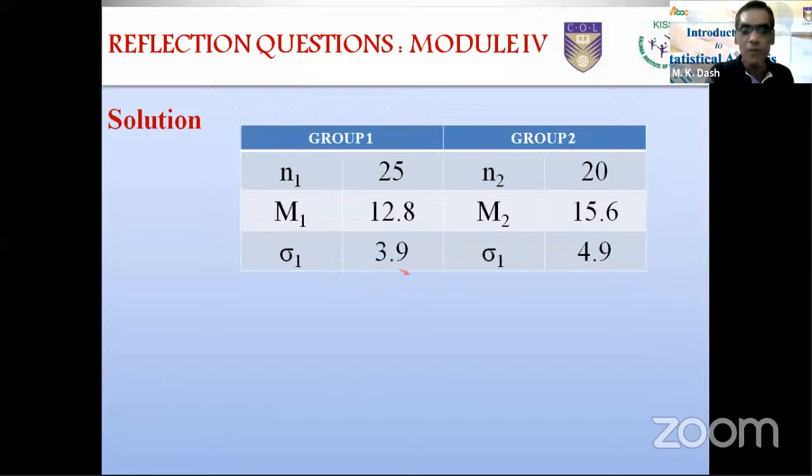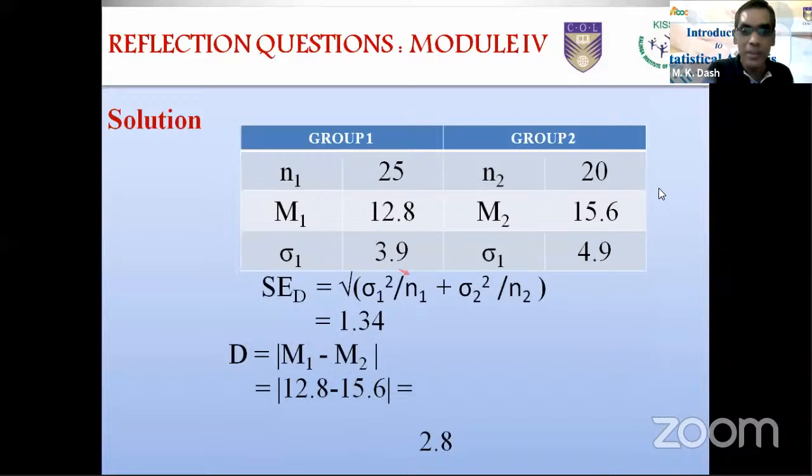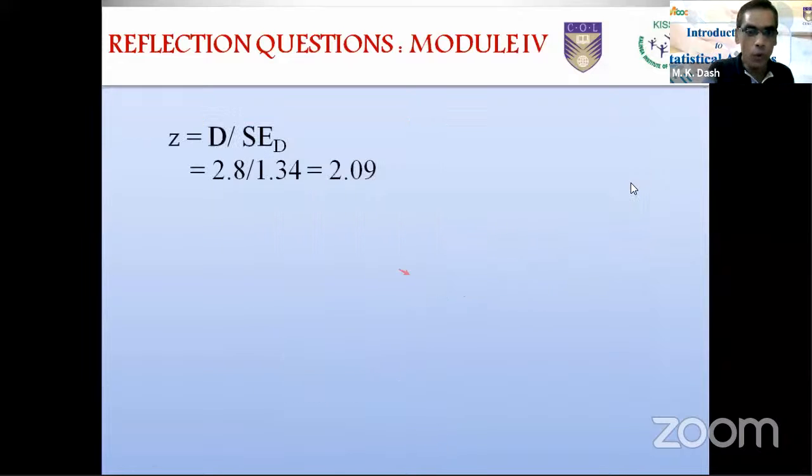See, immediately find out the standard error of difference. Directly put the formula, you will get the answer. There is no issue. You will get 1.34. What is the difference? M1 minus M2. How much is the difference coming? 2.8. Okay. So what is the formula for Z? D by SED, already known to you. If you substitute the values, you will get a Z value of 2.09.